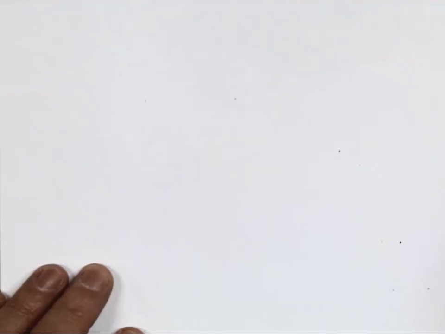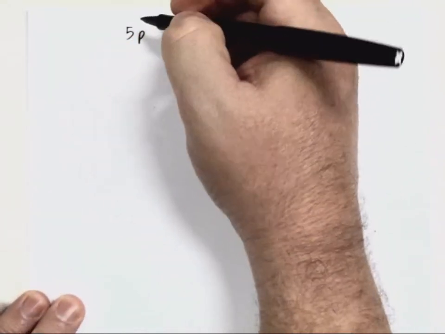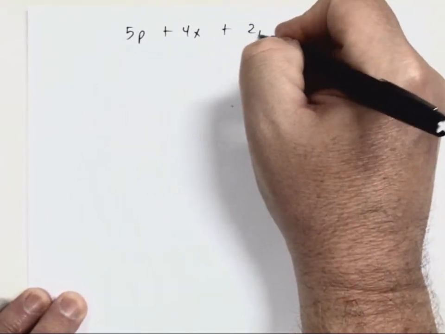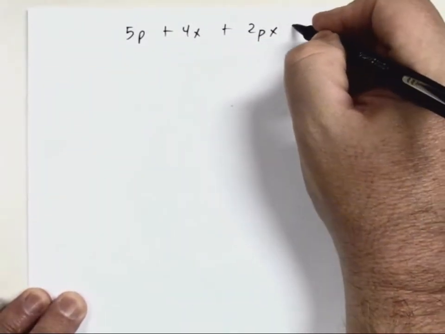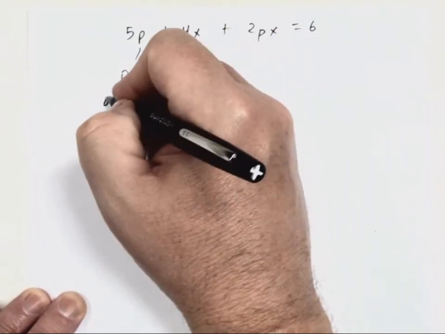Once again, this is a related rate problem. And in this case, they've given us an equation with some variables. And what I'm going to do is take the derivative of both sides of the equation with respect to time. And then once I do that, I'm hoping I'll have everything I need to solve the problem. So let's write out this equation. 5P plus 4X plus 2PX equals 60.